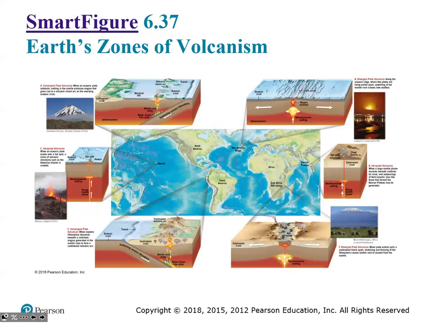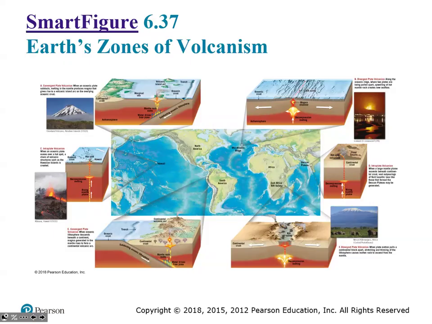So here are some of the examples of Earth's zones of volcanism. You can have a subducting oceanic plate creating a volcanic island arc. You can have divergence, creating chains of volcanoes from decompression. You can have a subducting oceanic plate under a continental plate, creating a continental volcanic arc.